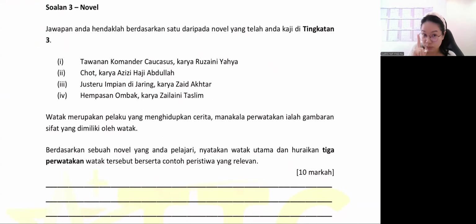Then next one, berdasarkan sebuah novel, nyatakan watak utama. Then you need to tell me who is your main character. Then 3 perwatakan. This one they mention. What if they do not mention? You write 3 for them. 10 marks, how do they allocate? 6 marks for your idea, which is isi and contoh. Then another 4 marks will be your bahasa.